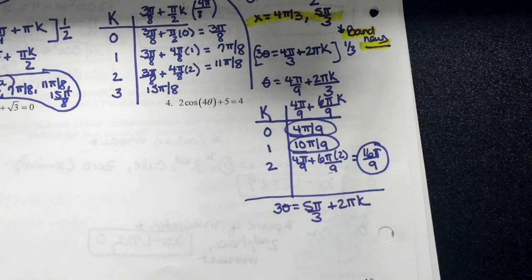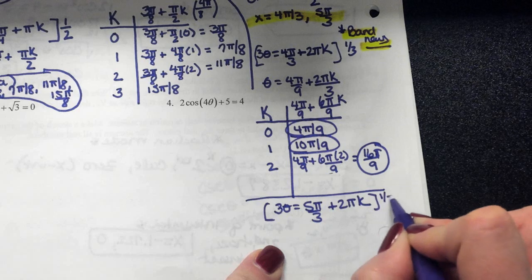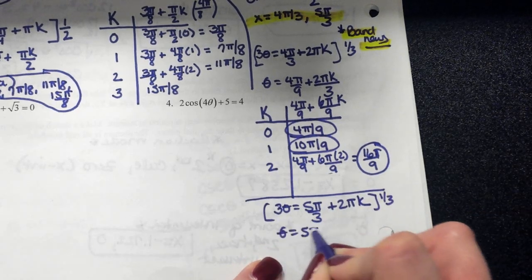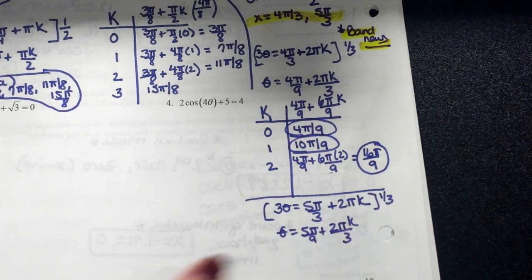So now, to get theta by itself, what am I going to do? I'm going to divide by 3, or I'm going to multiply by 1/3. So theta is equal to 5 pi over 9 plus 2 pi k over 3.